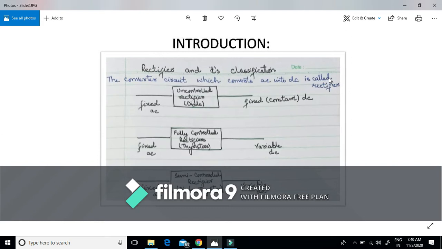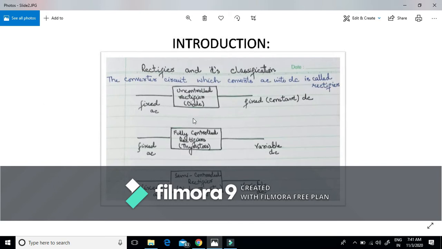These rectifiers are divided into uncontrolled rectifiers, fully controlled rectifiers, or semi-controlled rectifiers. That means in uncontrolled rectifiers, we are using diodes. In fully controlled rectifiers, we are using thyristors, while in the case of semi-controlled rectifiers, we are using diodes as well as thyristors. Either we are using diodes or thyristors or a combination of both. That means in this rectification, we are using semiconductor devices.